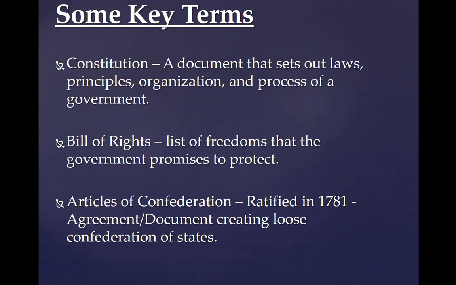A Bill of Rights is actually the first 10 amendments of the United States Constitution, but a definition of a Bill of Rights is simply a list of freedoms that the government promises to protect for the individuals or even the states. The last key term is the Articles of Confederation. The Articles of Confederation were ratified in 1781, and it was an agreement between the states at the time, a document that essentially creates a loose confederation of states and different rules that these states need to follow.